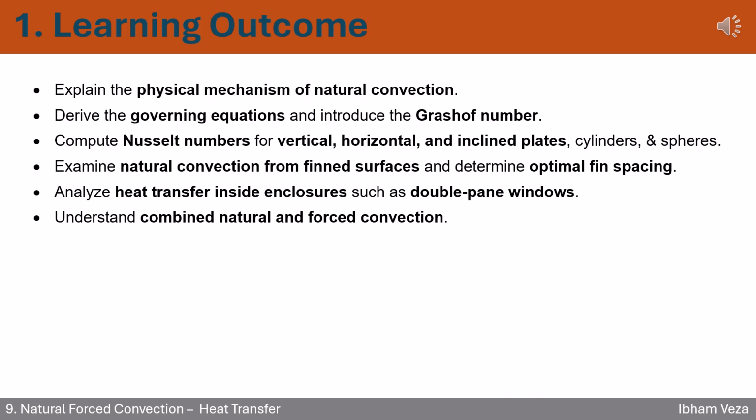1. Learning outcome. Let's start with what you'll take away from this session. A good learning outcome focuses on clarity and purpose. Every point should show exactly what skill you'll gain or concept you'll understand by the end of the lecture. For example, instead of vague goals like "know about natural convection," we'll focus on targeted outcomes like explaining the physical mechanism of natural convection, applying governing equations, and using the Grashof number to characterize flows.